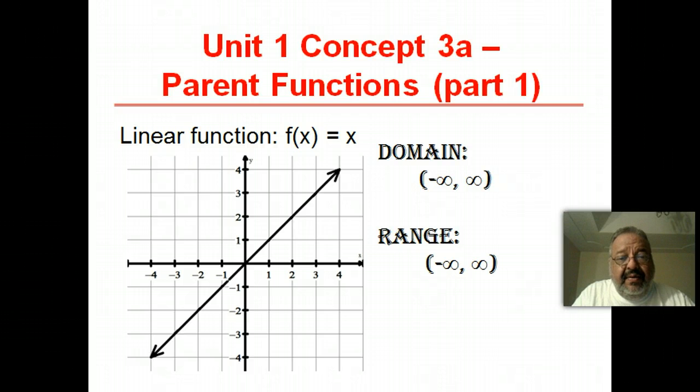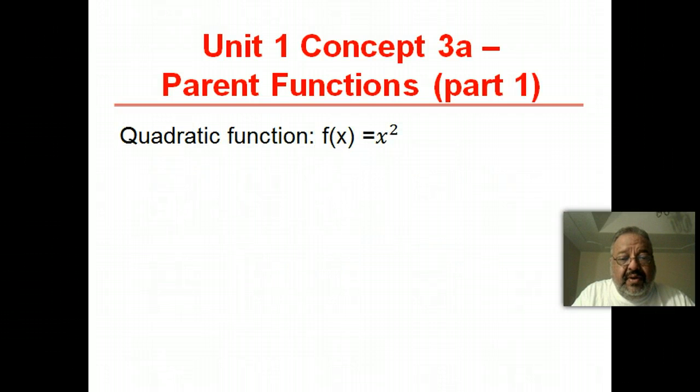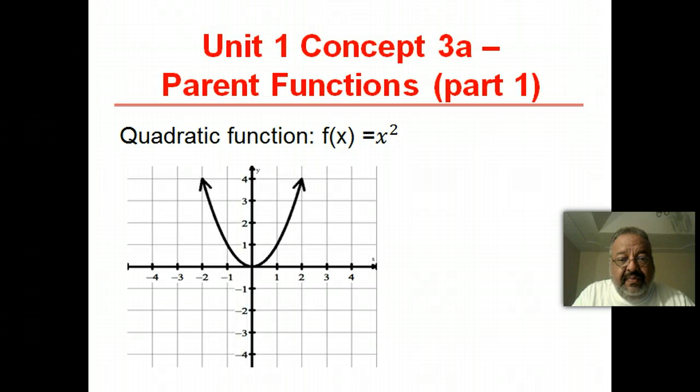The second parent function we're looking at is the quadratic function. The equation of the quadratic function is f of x is equal to x squared. And when you graph it, it looks like your friendly neighborhood parabola. Now the domain and the range are a little bit different.